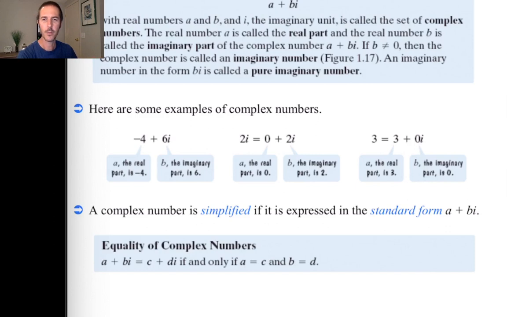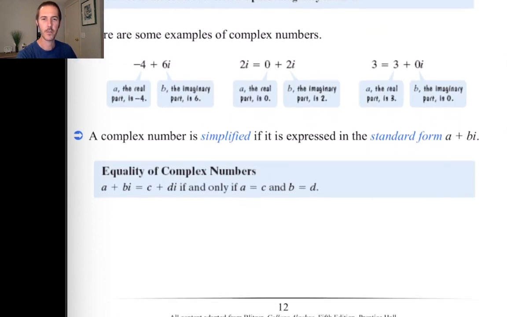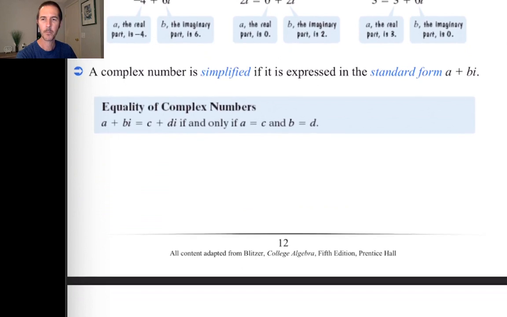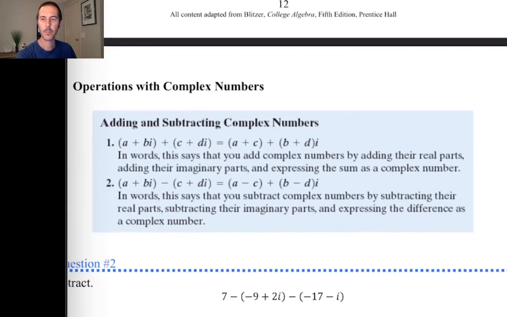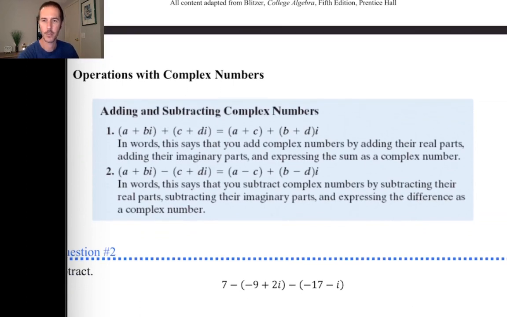A complex number is simplified if it is expressed in that standard form a plus bi. We can say that two complex numbers are equal to each other if the real components, the a and the c values, are equal to each other, and the imaginary components, the b and the d, are equal to each other. We can perform operations on complex numbers. We can be adding and subtracting them, and you do what you would actually end up doing if you didn't know anything about complex numbers: you would do some distribution and combine like terms.